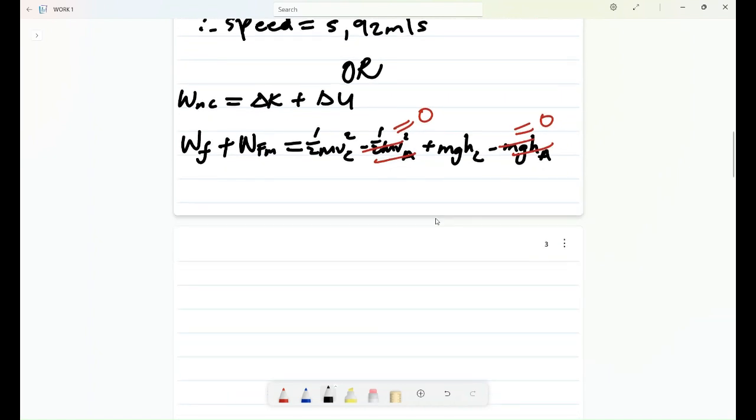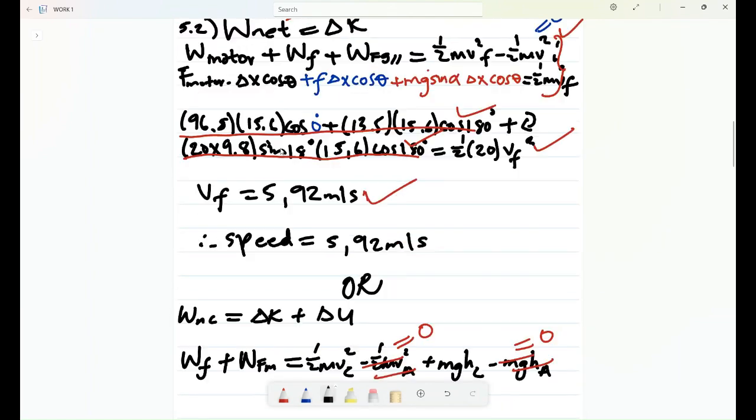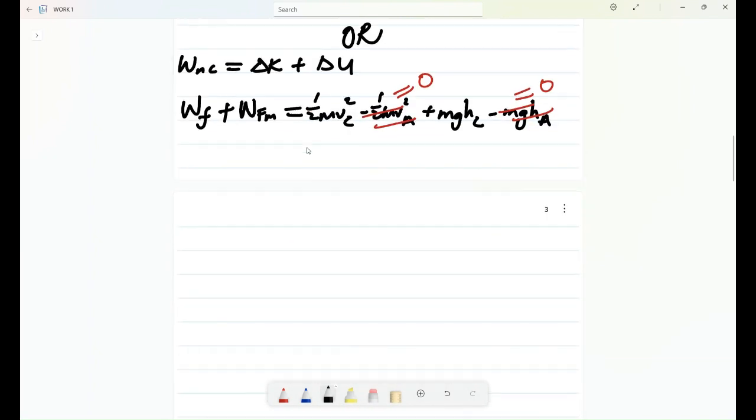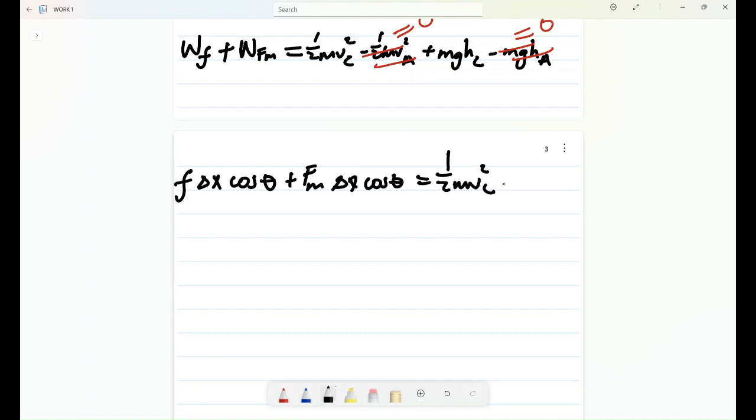Now, what is work done by the friction? Was I given friction? Yes, friction and motor force were given. I'm going to say this is F changing X cosine of theta plus force of the motor changing X cosine of theta. It is equal to half mv squared at point C plus mgh at point C.